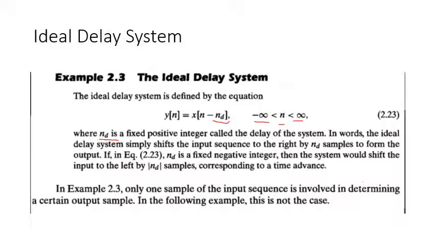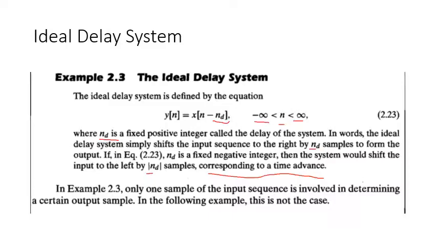As I've told you previously, the ideal delay system simply shifts the input. Whatever x of n comes in, it simply shifts the input sequence to the right. If nd is positive, this will shift the input sequence to the right. If nd is negative, it will shift this sequence to the left. Whenever there is a shift to the left, it corresponds to an advance in time. When nd is positive, it corresponds to a delay in time.